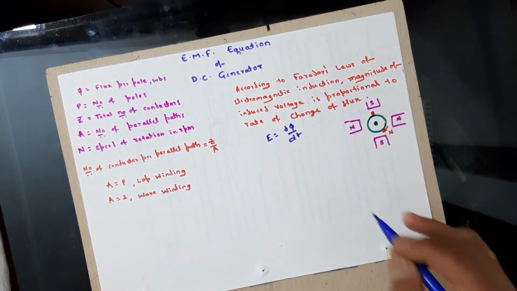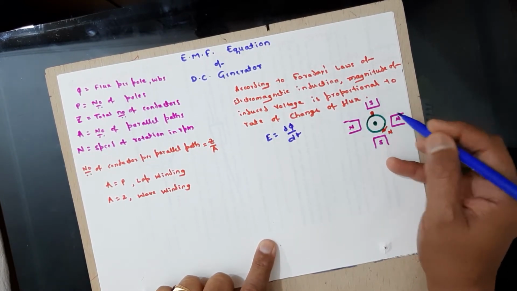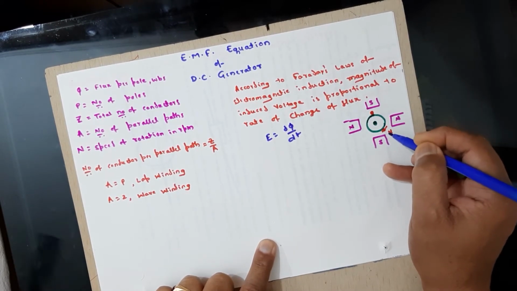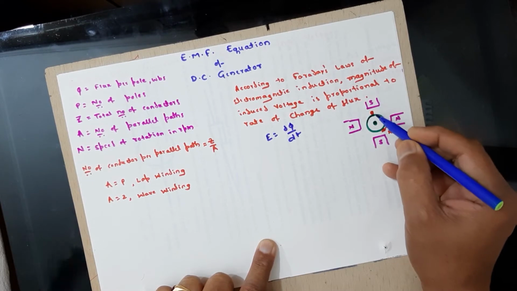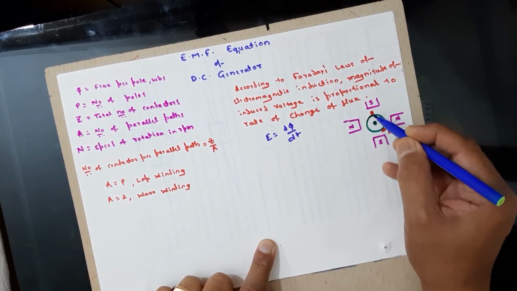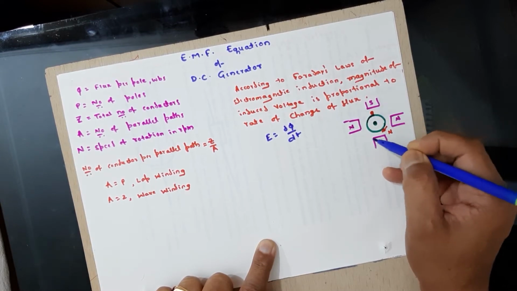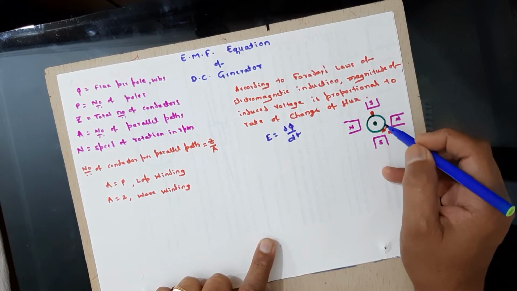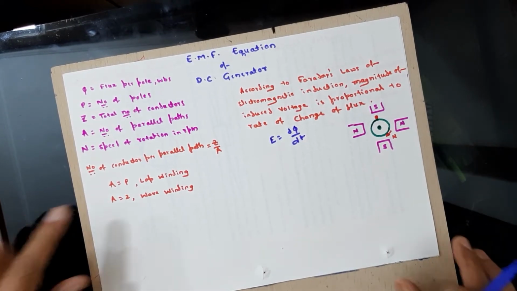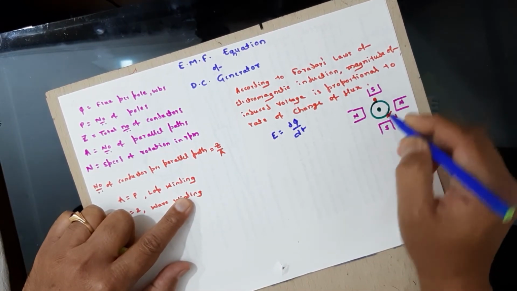For this, I consider here a 4-pole machine, that is N, S, N and S. Then I have a rotor here, rotating with a speed of N RPM. I'll consider a single conductor and a single revolution. That is, the conductor is cuts all the poles only once. That is one revolution. Suppose the rotor is rotating for one revolution.